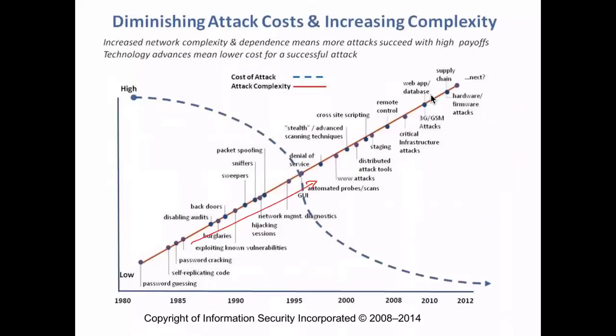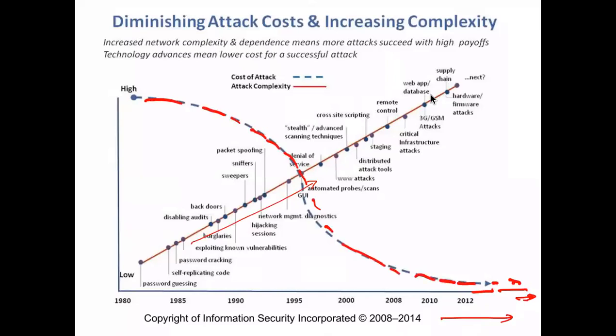But one thing you can note is that as time is progressing, and this chart is only up to 2014. Now we are almost 8 years away from this. So as we progress, we can see that the cost of attack is reducing. What does it mean?